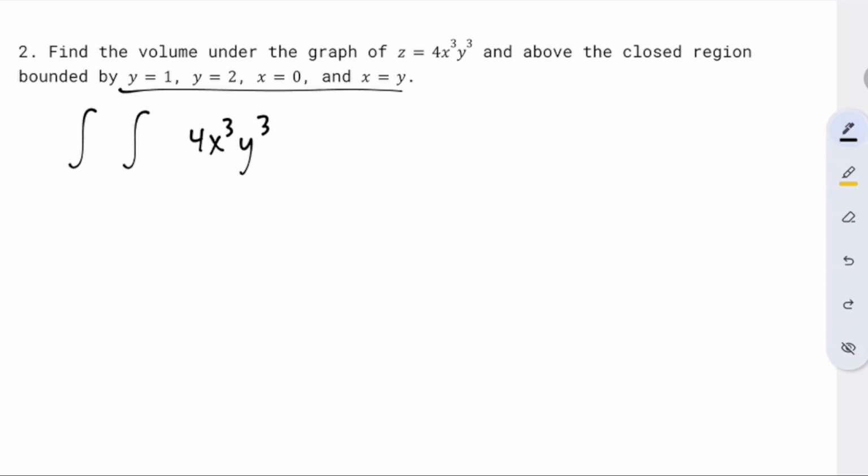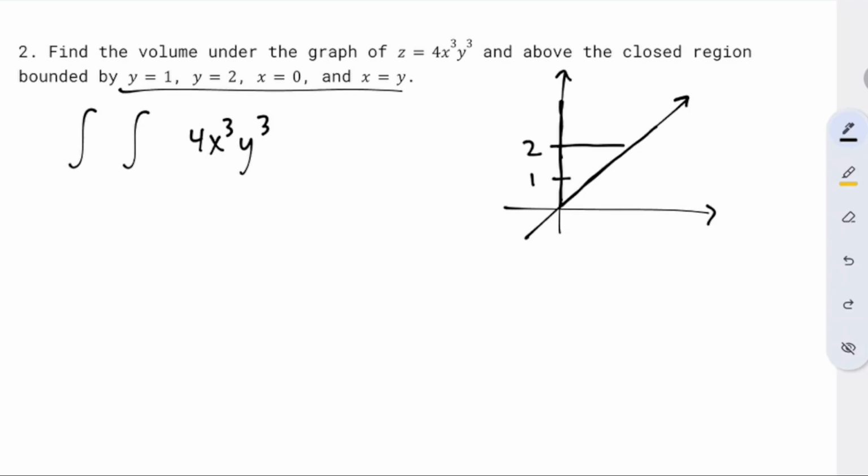x equals 0, x equals y. I should probably sketch it just to make sure it's where I think it is. Okay, x equals y is that line, as we've seen already. x equals 0 is right here. Oh no, it is one of those where y equals 1 up to y equals 2. Well, I guess we don't really need any special knowledge. Yeah, it is going to be with respect to x first, 0 to y, and then y going 1 to 2. I guess can't be too safe. dx and then dy.